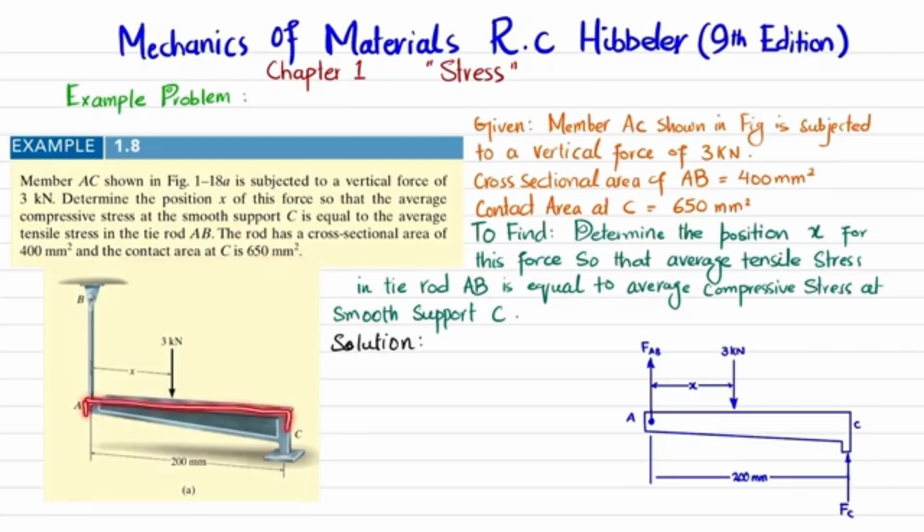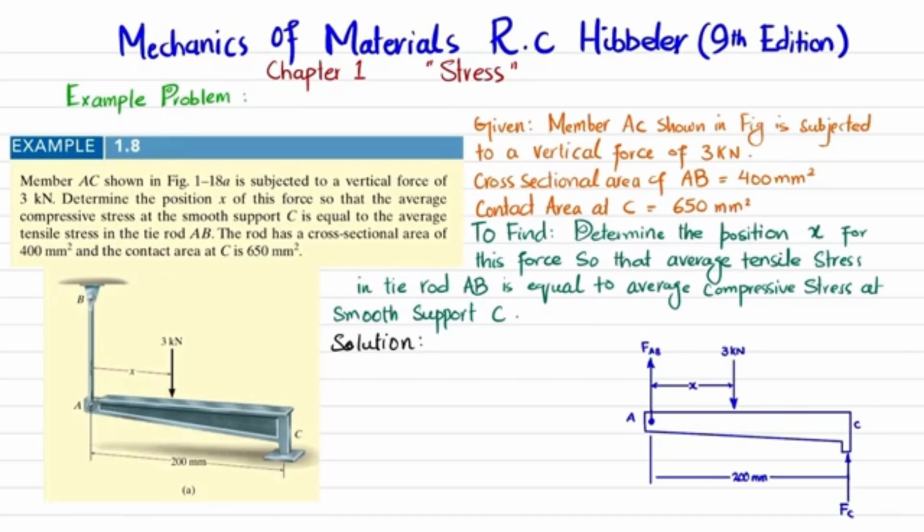So this is member AC that is subjected to a point load of 3 kilonewton. There is a tie rod AB which is in tension and this point C which is in compression. So you have to determine this X for which the average normal stress in tie rod due to tension will be equal to average normal stress due to compression at C. So let's start with the solution.